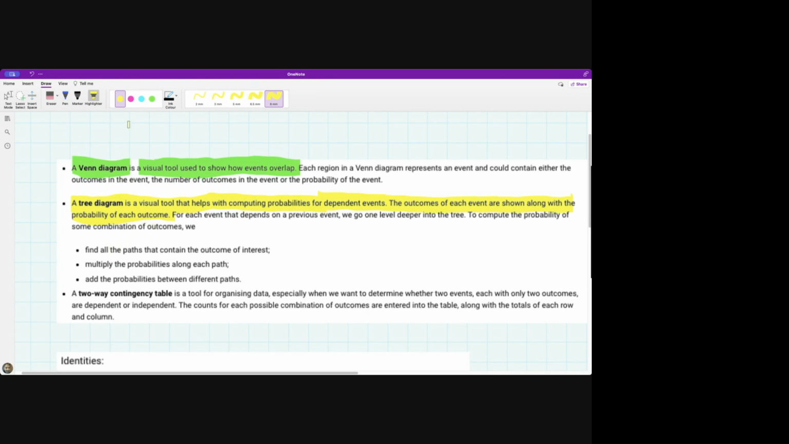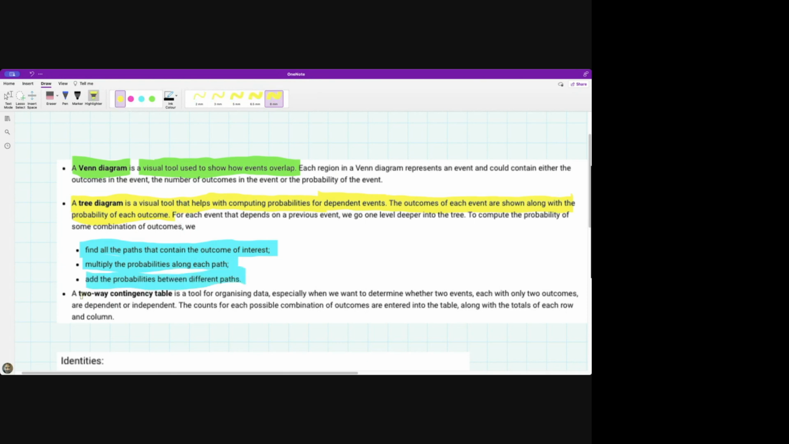And when you use tree diagrams, you find all the paths that contain outcomes of interest, you multiply along the path, and if there are multiple paths that are favorable, you then add them. Okay, so this is kind of what we've been up to recently.